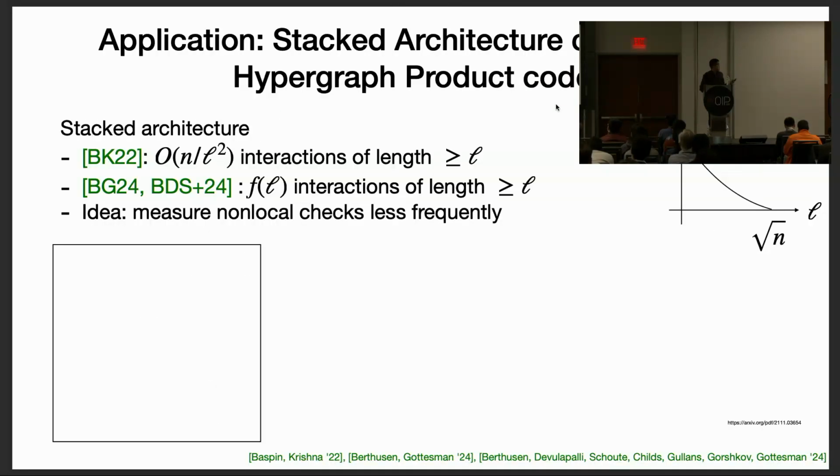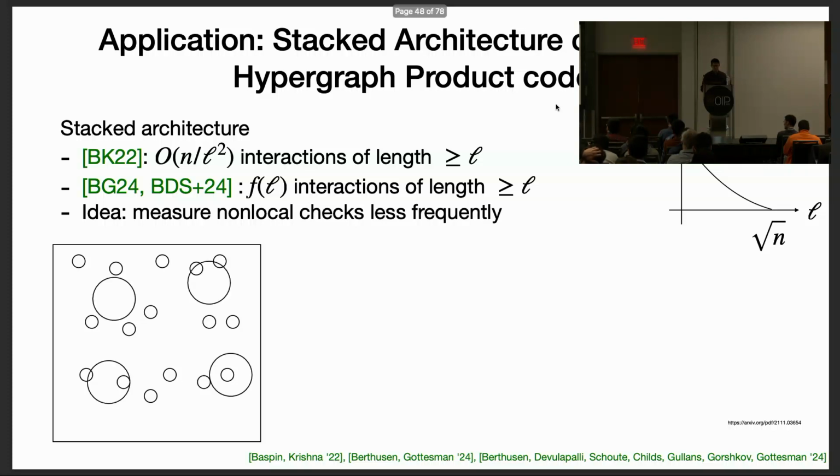I'll also mention one application of our work to the stacked architecture. The stacked architecture is a proposed architecture for implementing quantum codes. A code can be implemented in the stacked architecture if it has mostly local interactions, so most of the stabilizer checks are local. But it's allowed to have some non-local interactions. And the more non-local the interactions, the fewer of them you have.